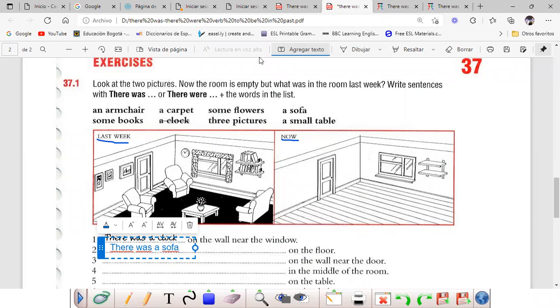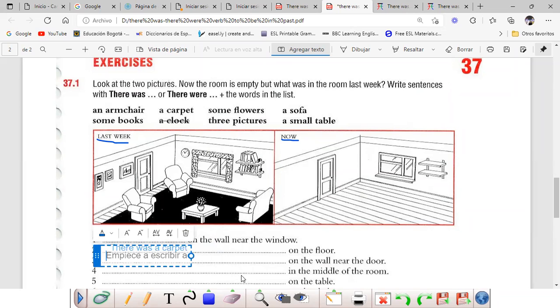Let's do one thing, don't all speak at once, raise your hand. Okay, María José. I think there was a carpet on the floor. María José, you are right. There was a carpet because it's on the floor. Excellent. Very good, María José. The next one, number 3. What do you think about number 3? On the wall near the door. Raise your hand, okay? It's much better for me.